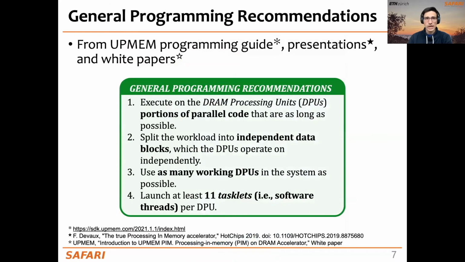Remember as well that we gave four general programming recommendations, the first one being to execute on the DRAM processing units or DPUs portions of parallel code that are as long as possible. The second one is to split the workload into independent data blocks which the DPUs operate on independently. And third, use as many working DPUs in the system as possible in order to maximize the parallelism. And the fourth, launch at least 11 tasklets or software threads per DPU.